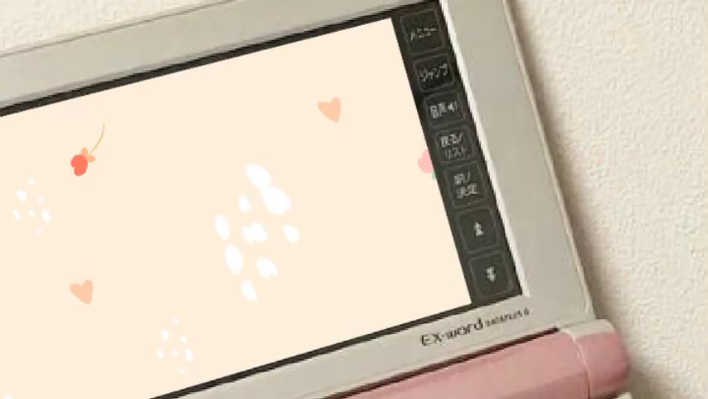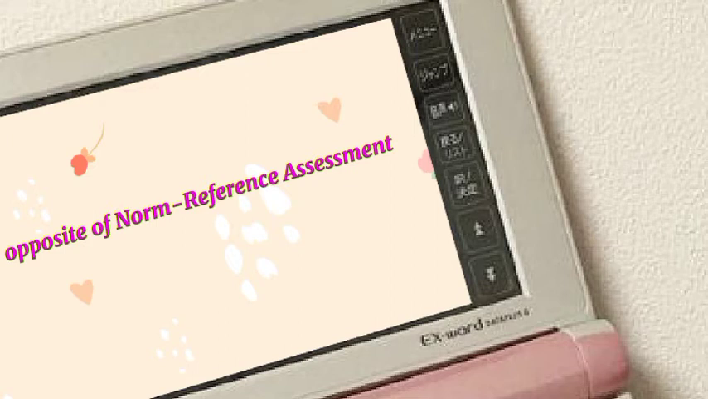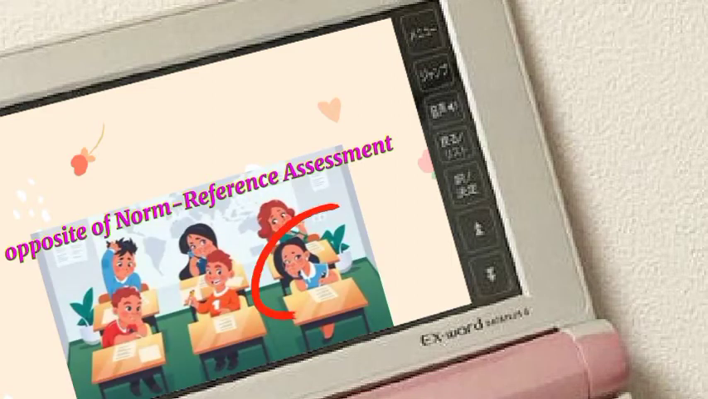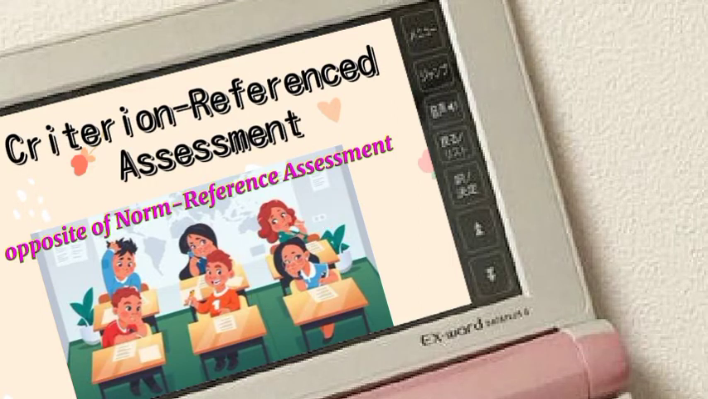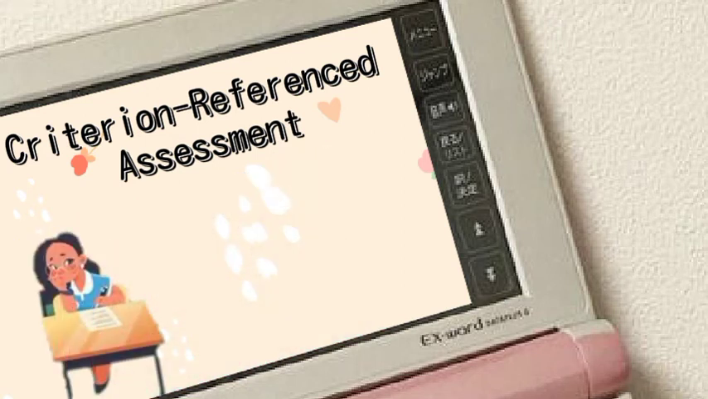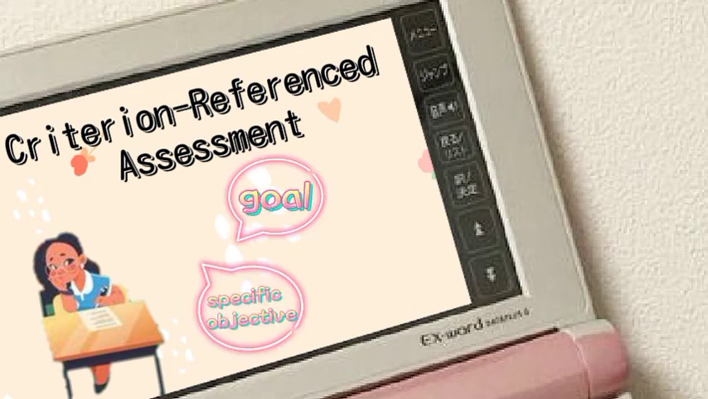Next, let us proceed to the opposite of norm-referenced assessment because in this assessment, the teacher wants to know a person's performance without comparing them to others. This is called Criterion-Referenced Assessment. This measures a student's performance against a goal, a specific objective, or standard.